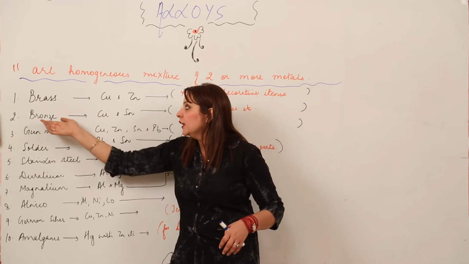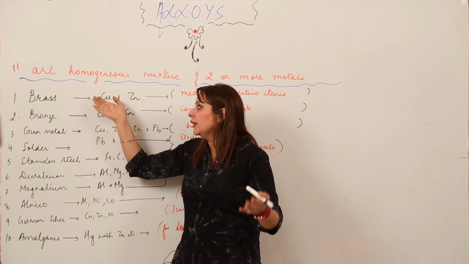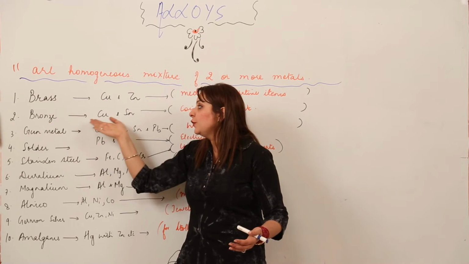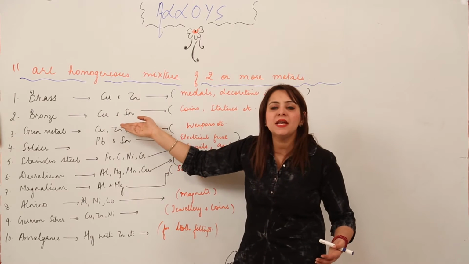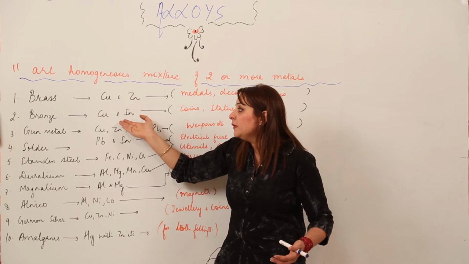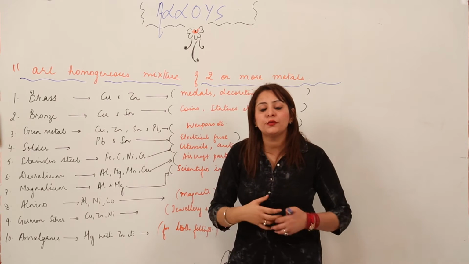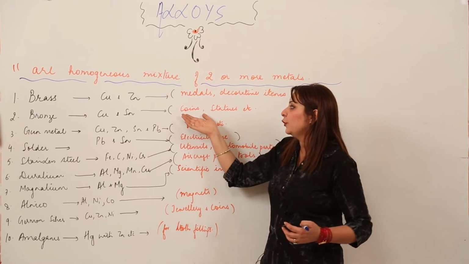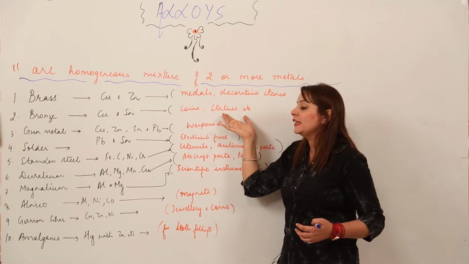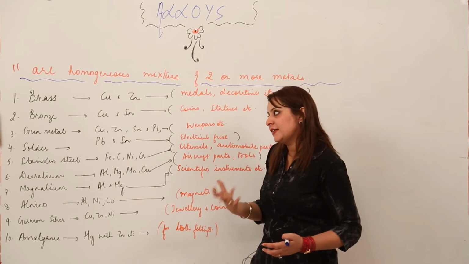Second is bronze. The other alloy of copper is bronze, in which we mix copper with tin. Sn is tin. We mix copper with tin, and for what use do we use it? We use it for making coins, statues, decorative items, etc.